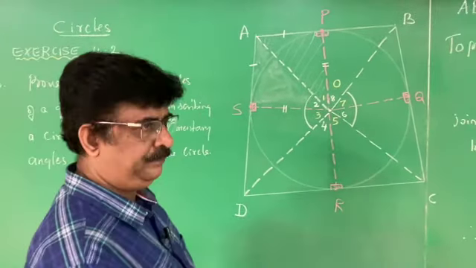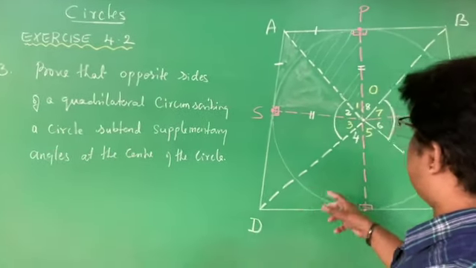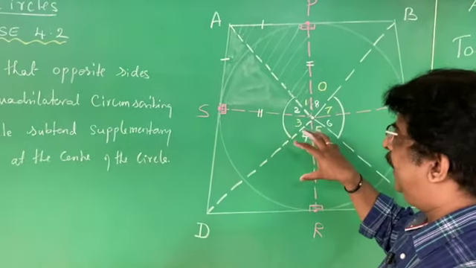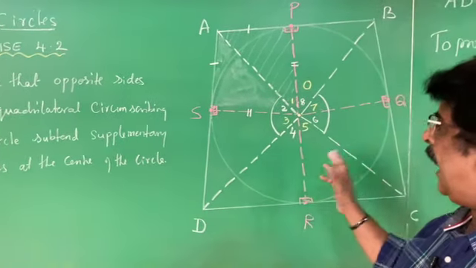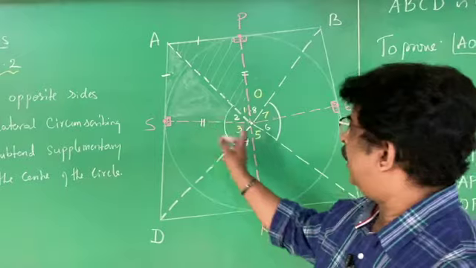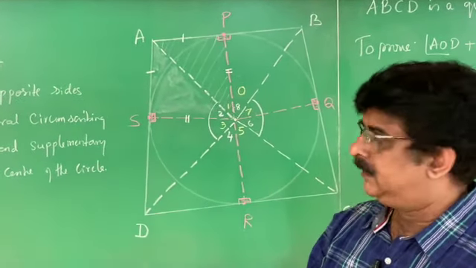It is a rider. This rider tells that if a quadrilateral is circumscribing a circle, then the angles subtended by the opposite sides are supplementary. Supplementary means when you add those two angles, you are going to get 180 degrees. That we have to prove.